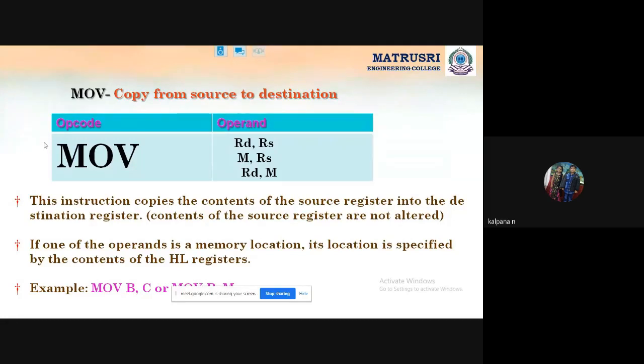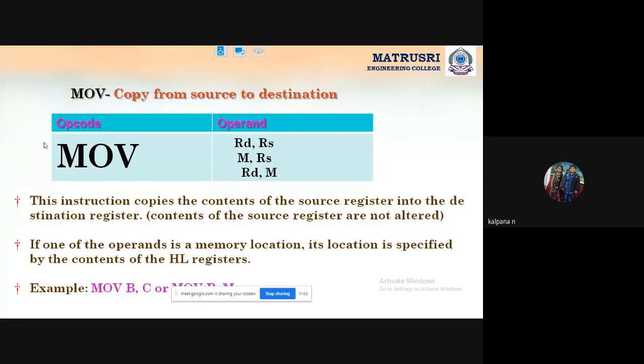Move. Move is used for what? To copy data from source to destination. Here two registers we can use as the source and the destination, right? We can use two registers.